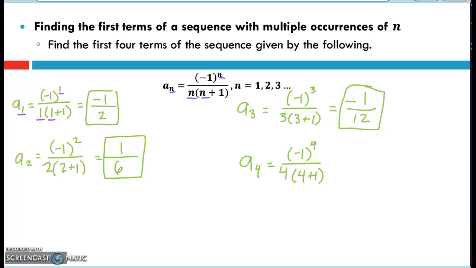And our fourth term is -1 to the n, or 4, over 4 times 4 plus 1, which is 4 times 5 on the bottom. So that's 20, and then negative 1 to the 4th power is a positive 1. So we can see our sign switched.